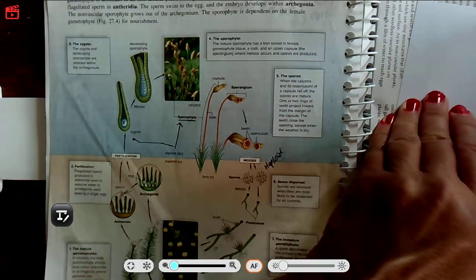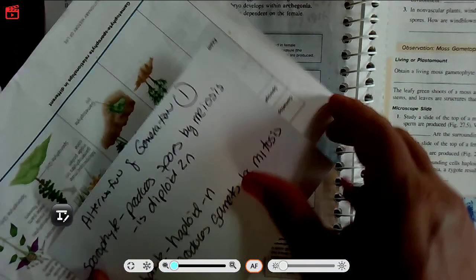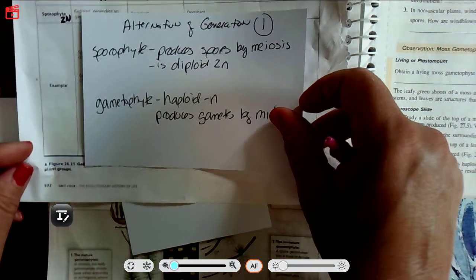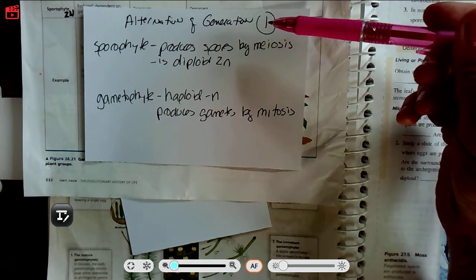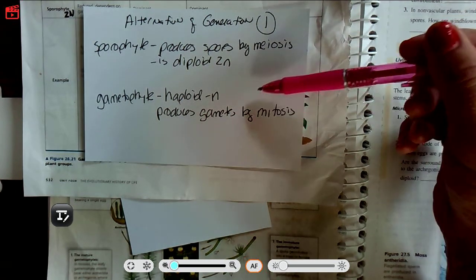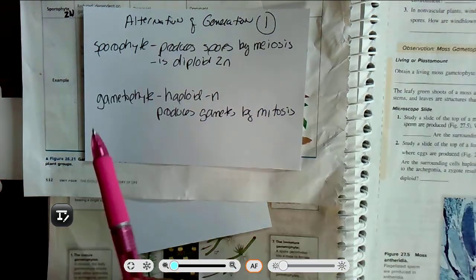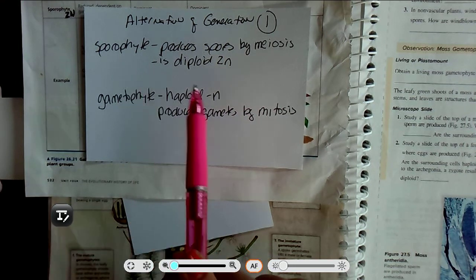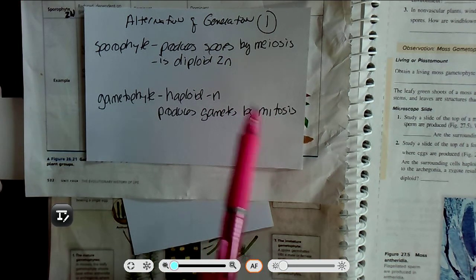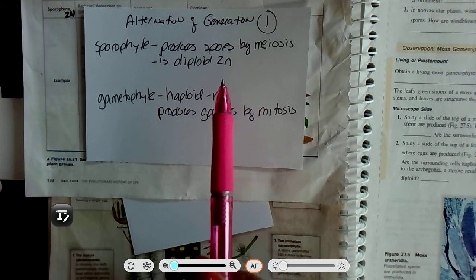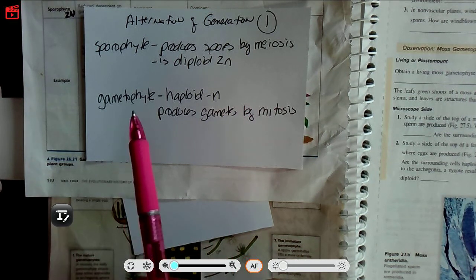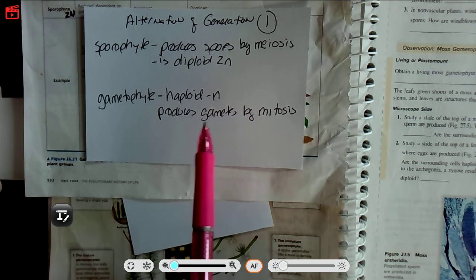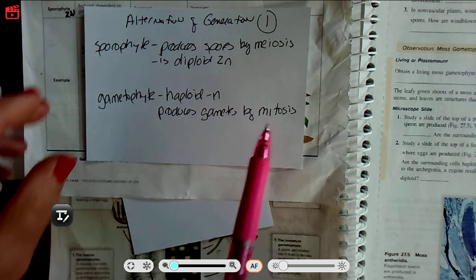So next, what we want to do is take a look at alternation of generations. All plants have an alternation of generations, and what that means is that there are two multicellular forms: the sporophyte generation and the gametophyte generation. The sporophyte generation produces spores by meiosis and is diploid, 2N. We're going to take a look at this in more detail. The gametophyte generation is haploid, and therefore N, one set of chromosomes, and it produces gametes by mitosis, which sounds odd. We're going to explore that in just a minute.